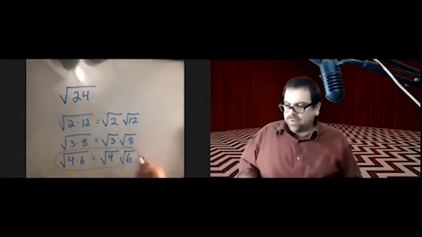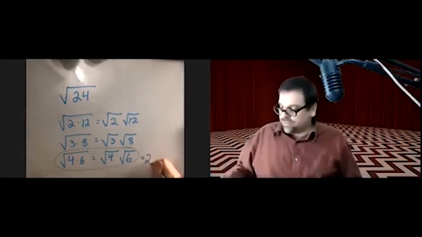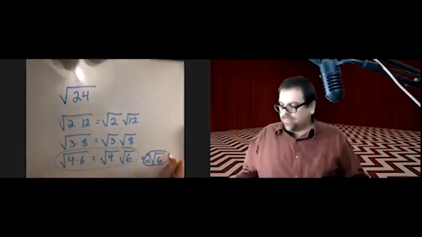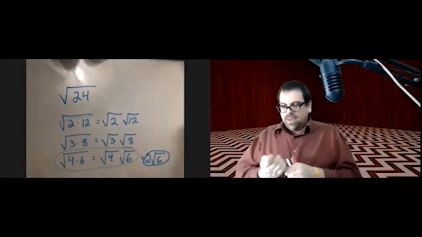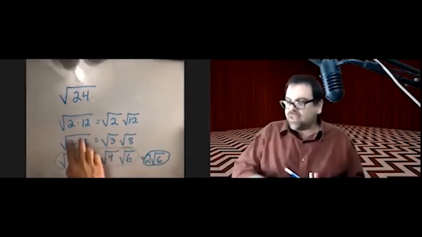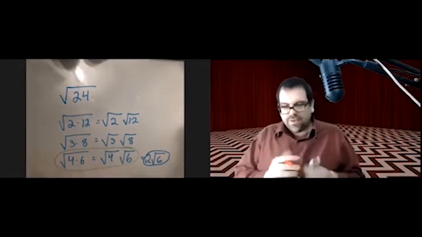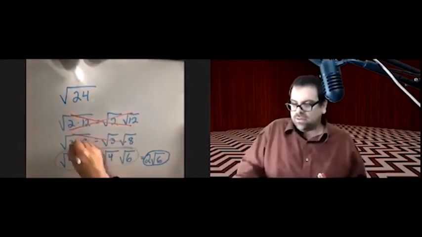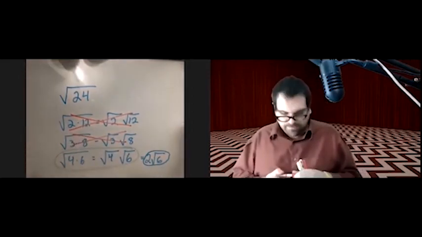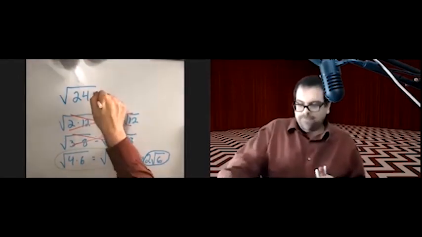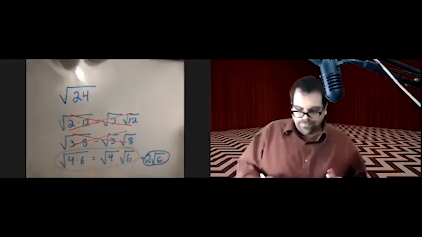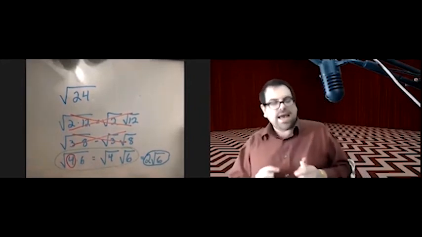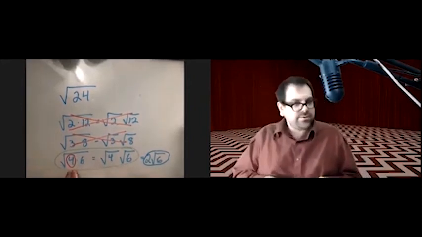Why? Because the square root of 4 is 2. If we're not breaking it up into a number that we can take a square root of, then there's zero benefit or need to break it up that way. We only want to break them up into ones that have perfect squares.